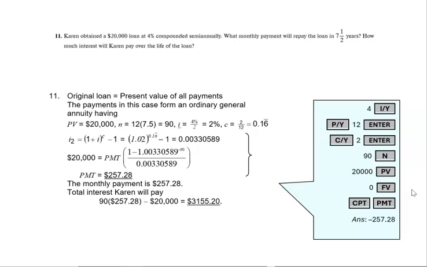So the loan amount at the beginning was $20,000. She made payments of $257.28, 90 times. So multiply 90 by the $257.28, subtract off the original loan of $20,000, and that gives you $3,155.20, and that is how much interest Karen paid over the life of the loan.